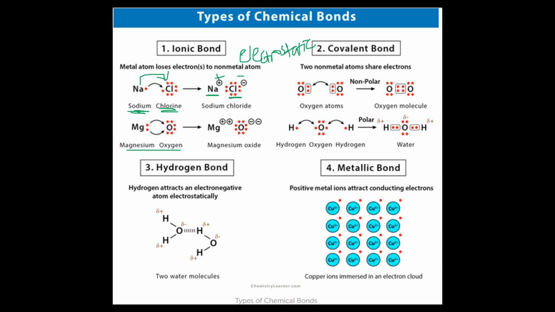Magnesium is giving two of its electrons to oxygen, so it's becoming positively charged by 2 plus, and the oxygen is becoming negatively charged twofold. So these two different charges attract electrostatically and make an ionic bond.